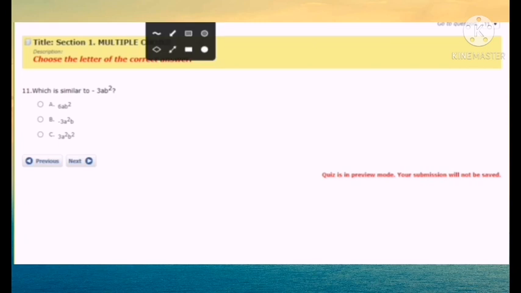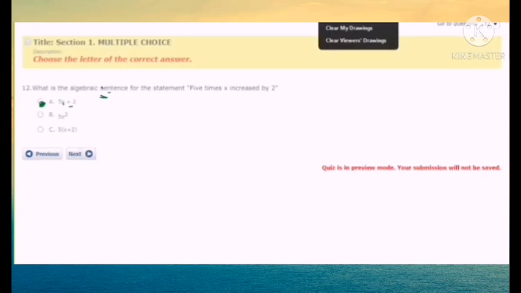Number 11. Which of the following is similar to negative 3ab squared? So you have to see to it that they have the same variable with the same exponent. So if we look here, the letter A has an exponent of 1, also here 1. B has an exponent of 2, this is also 2. Therefore, it's letter A.